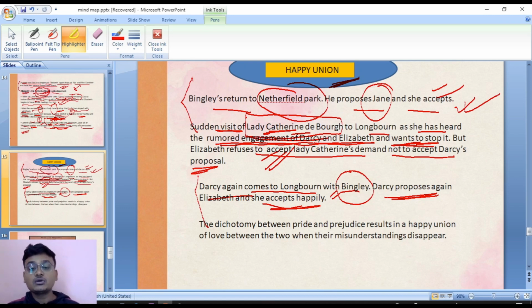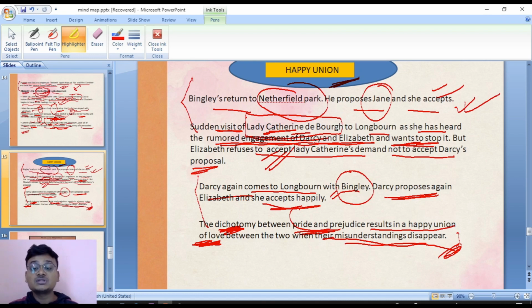So the dichotomy between Pride and Prejudice, the conflict that was going on, results in a happy union of love. When the misunderstandings between the two disappear, then the dichotomy between pride and prejudice ends in a happy union of love, marriage.